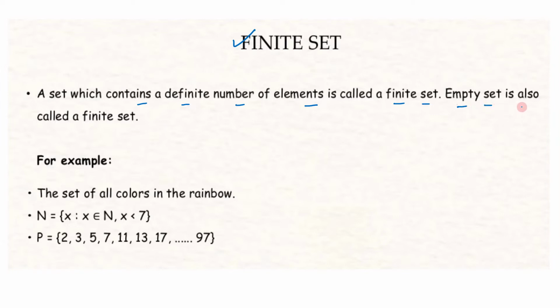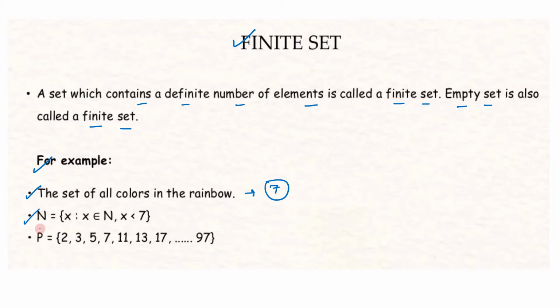An empty set, which has zero elements or no element in it, will also be considered a finite set. So what are the examples? The set of all colors in the rainbow. I have only 7 colors in the rainbow, so this set forms a finite set.